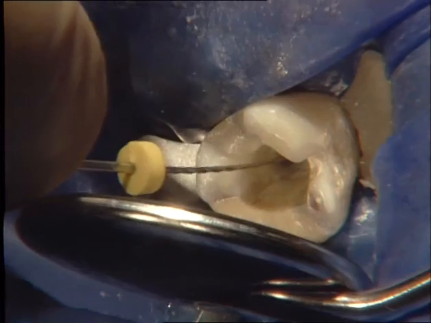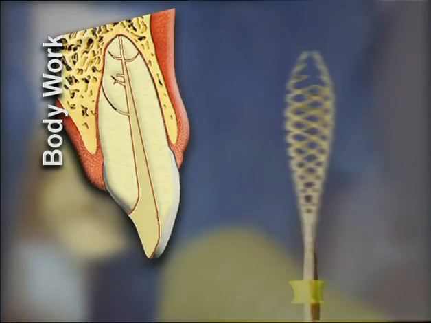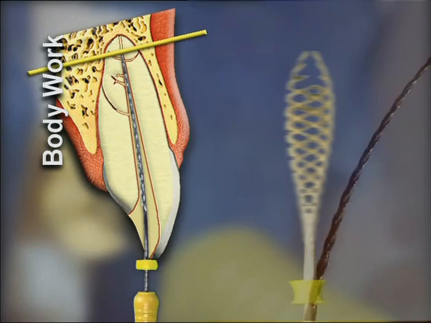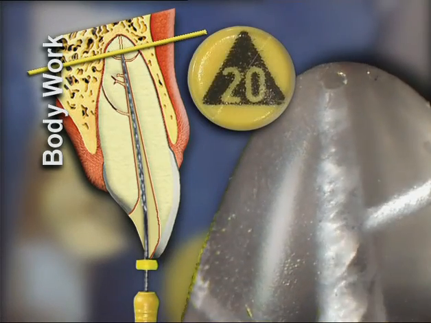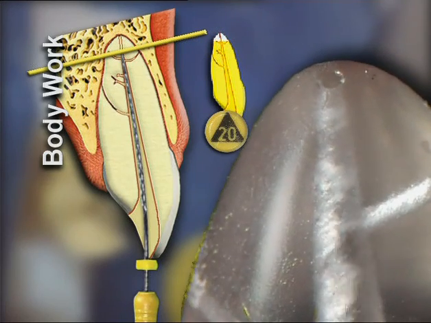The pre-curved number 20 reamer slides short of the radiographic terminus. The envelope of motion of the pre-curved reamer randomly shaves the dentinal walls. This sculpting occurs exclusively on withdrawal. The number 20 reamer slides passively short of the apical foramen.